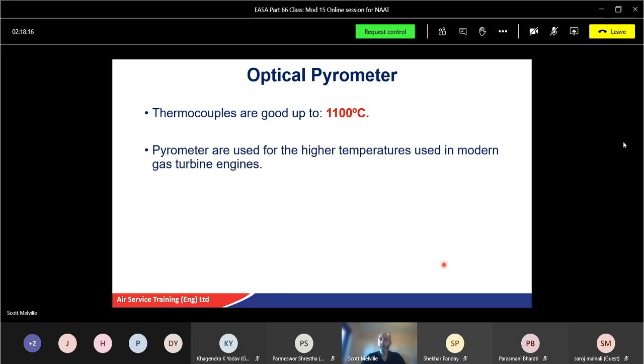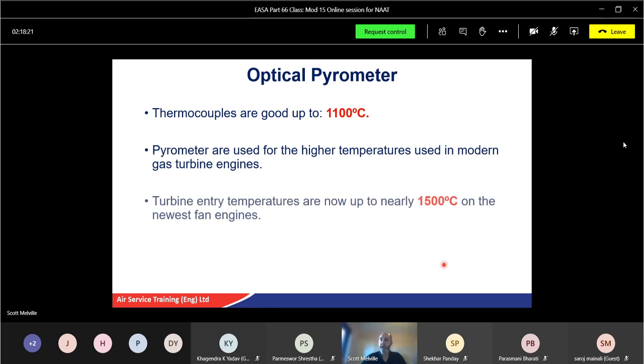Okay, but pyrometer systems use high engine temperatures, again, in modern turbine engines. The reason is that turbine engines can now be nearly 1500 degrees or even hotter. Now, this is probably slightly old, but at least 1500 degrees. So a thermocouple, if it's only good up to 1100, when it comes to turbine temperatures of 1500, it's not good. So we have to use a slightly different system.